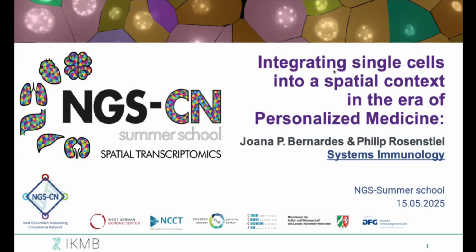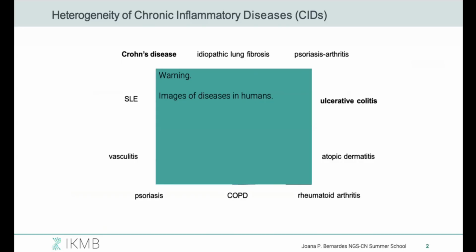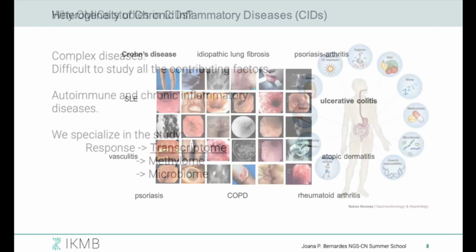I would like to first introduce to you the type of diseases that we studied. If you're squeamish, please don't look now because there will be images of human tissue. We are normally studying chronic inflammatory diseases, in particular Crohn's disease and ulcerative colitis. We have this umbrella term of CID, chronic inflammatory diseases. These are diseases that are characterized by an exacerbation of inflammatory response that cannot be stopped. They can occur everywhere in the human body, and they can also occur at different lifetime points. So they are very heterogeneous, and that makes them really hard to study.